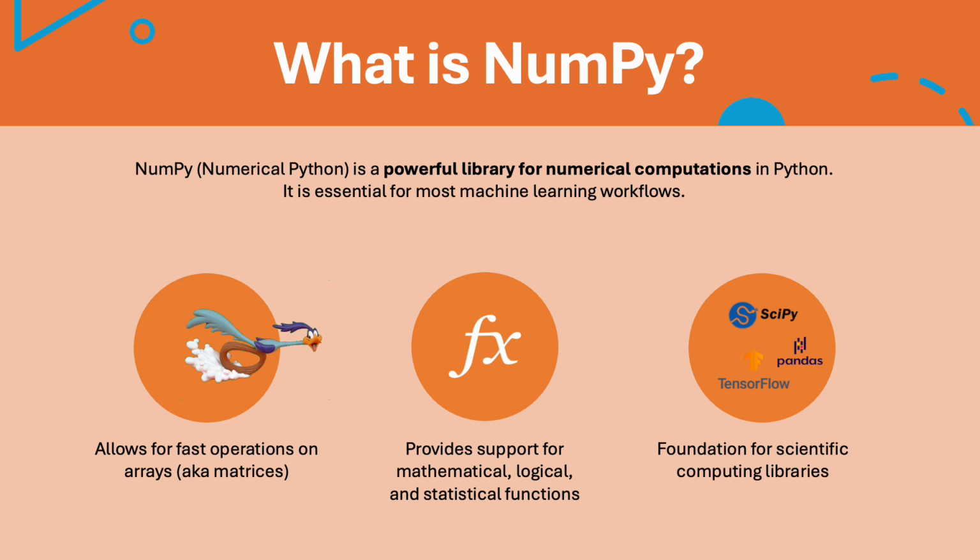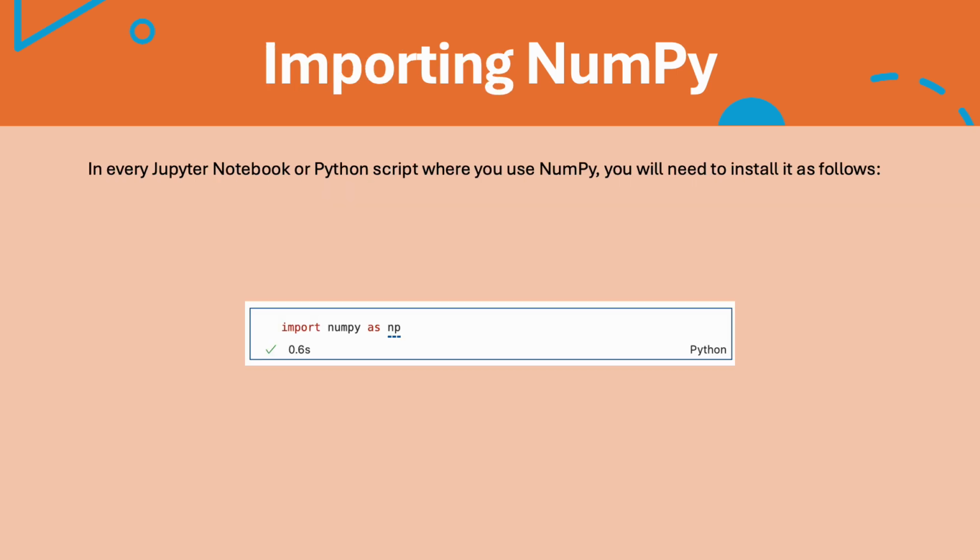Now, there are a lot of reasons to use it. 3 of the most important are: 1, its efficiency, so it's known for allowing really fast operations on matrices. It provides support for a variety of different functions: mathematical, logical, and statistical, and it is the foundation for many scientific computing libraries that you'll be working with, like SciPy, Pandas, and TensorFlow.